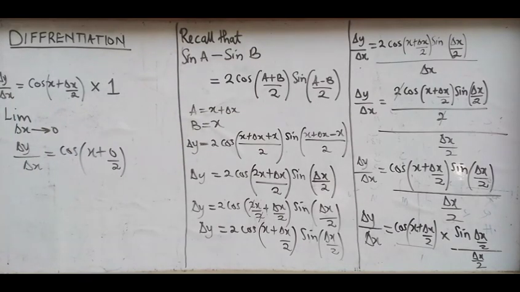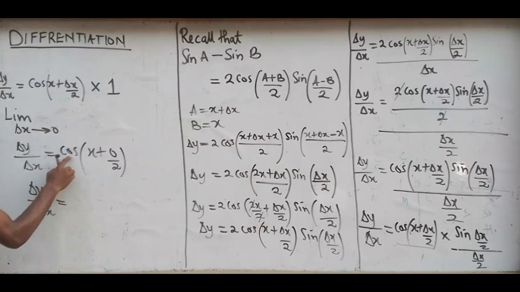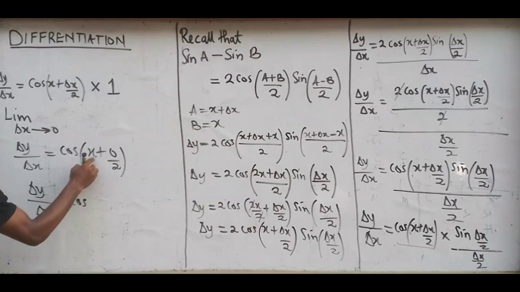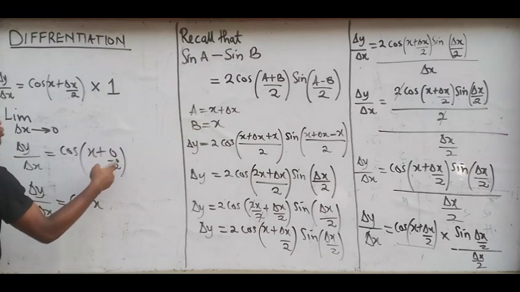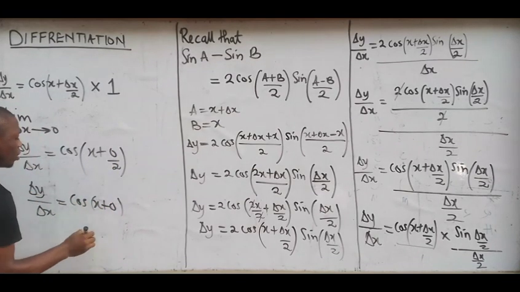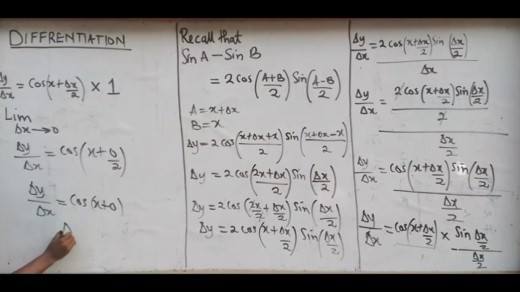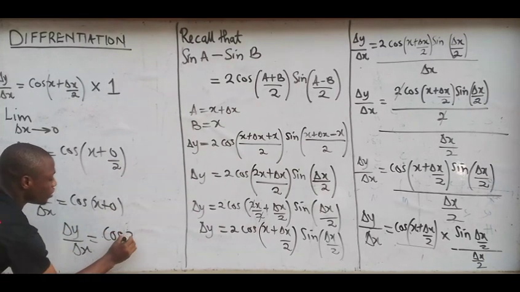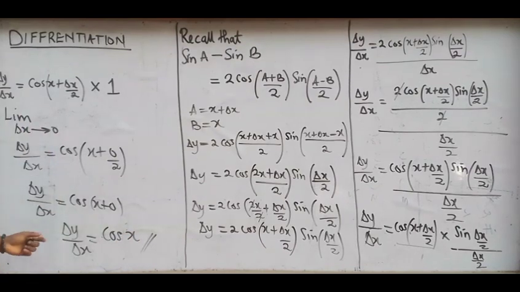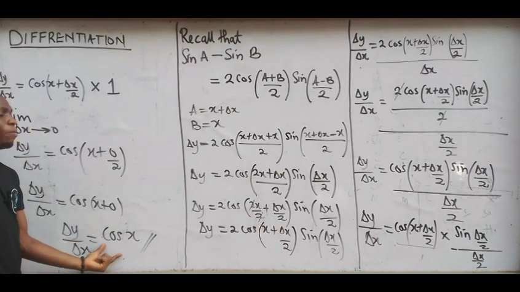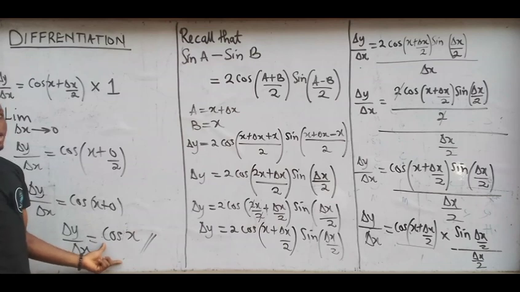Hence, at this point, change in y over change in x is equal to cos x, then 0 over 2 is of course 0. 0 plus x is still x. Change in y over change in x is only cos x. So this is a proof that whenever you differentiate sin x, I'll have cos x.